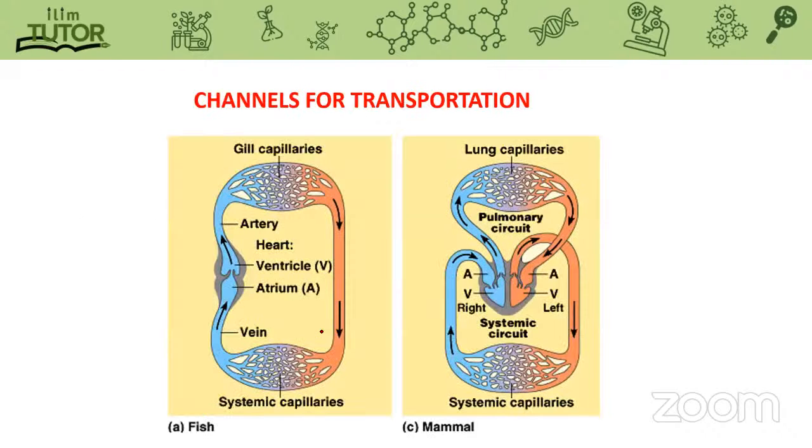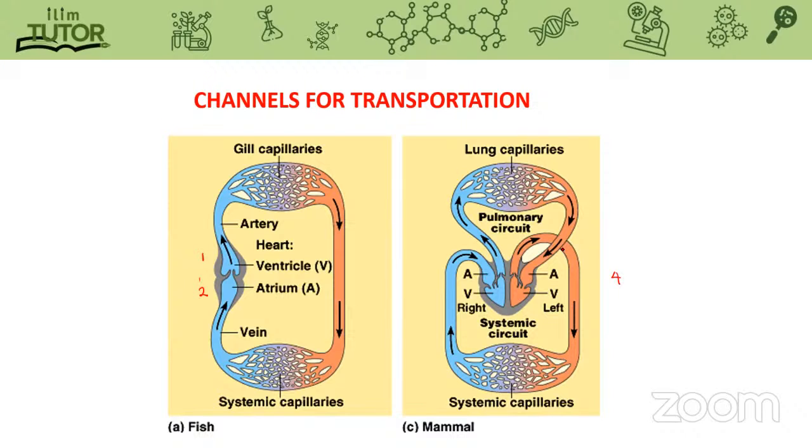So let's look at the channel for transportation, okay? The diagrams we have in front of us right now represent the circulatory system as is found in the fish and the circulatory system as is found in mammals. So for the fish, we can easily see that we have 2 chambers here. 1, 2, okay? For the mammals, we have 4 chambers here.